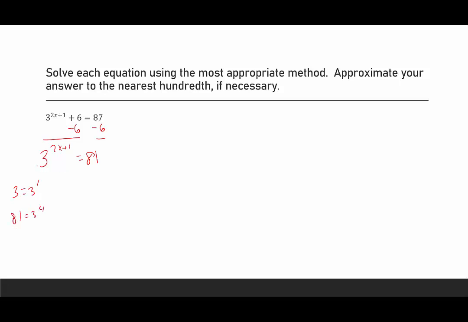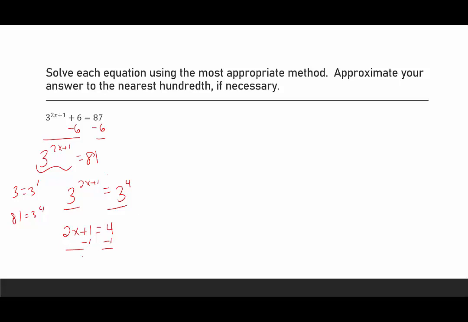So I don't even need to rewrite this side. I can just leave it as 3 to the 2x plus 1, and then I rewrite 81 as 3 to the fourth. Now I can use the one-to-one property. I have the same base, right? 3 is equal to 3. That also means that the exponents must be equal. 2x plus 1 must equal 4.